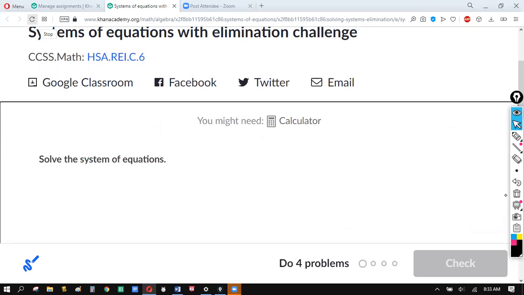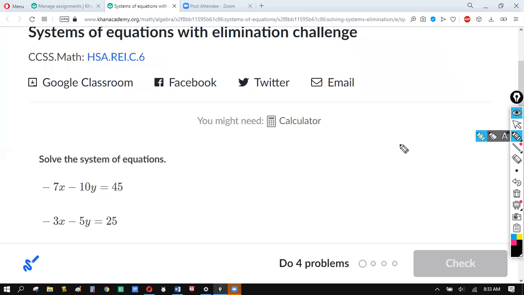So we'll do a couple more. All right, let's see here. So we have negative 10 and negative 5. I know if I multiply the bottom by 2, I'm going to get another negative 10. And this time I'm going to multiply it by negative 2. This way I'll have negative 10, and negative 2 times negative 5 will be positive 10. All right, so let's try it that way.